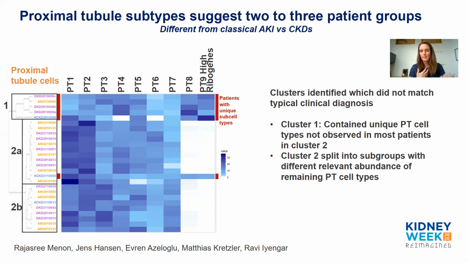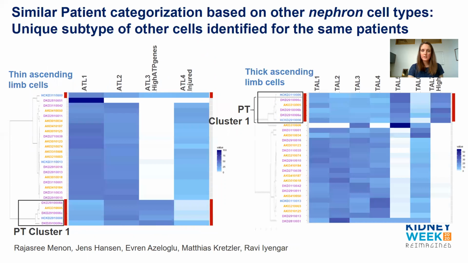So AKI, diabetic kidney disease, and hypertensive kidney disease were mixed together. You can see, for example, cluster 1, like I said, had that unique cell type. Clusters 2A and 2B were split based on the relative abundance of the remaining proximal tubular cell type. And we can actually use that to look across other cell types.